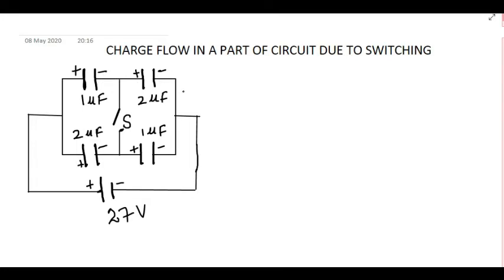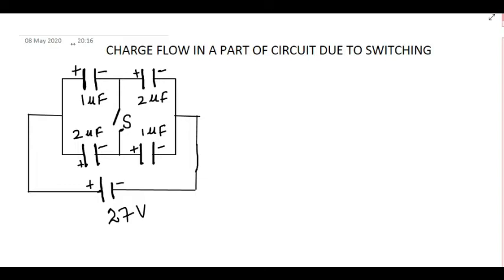That is a very important problem related to your competitive exam for IIT JEE. So what is the method we actually follow to solve this type of problem? First of all, we have to find out the charge flowing through the different branches.